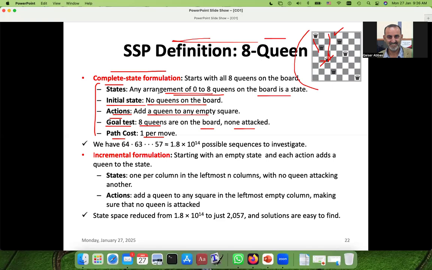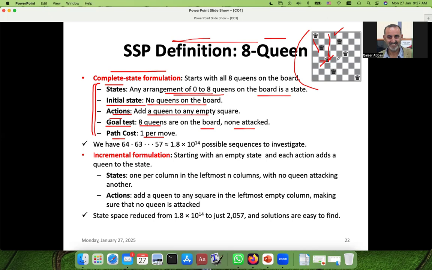Complete state. Why is it written like that? Because here, what is the agent doing? In the beginning, the chessboard is empty. And then next, he's placing all the 8 queens on the board, but in some different blocks. And he's not caring whether they are attacking or not.